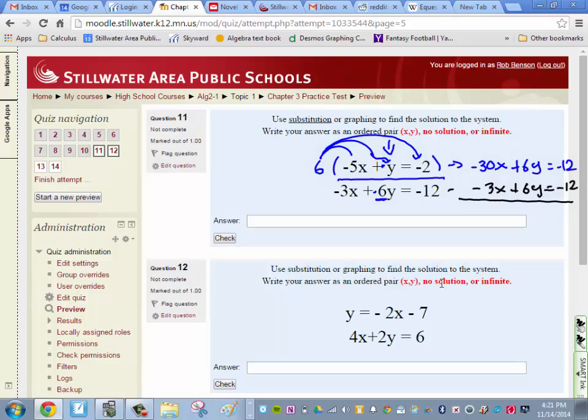We are going to get rid of the y's right here. To get rid of 2 positives, I'm going to have to do a subtraction. We're going to subtract both of these things. So -30x minus -3x is really -30x plus 3x, which is -27x. And then 6y minus 6y is 0y, so those are gone. And then -12 minus -12 is 0. So I got -27x is equal to 0.